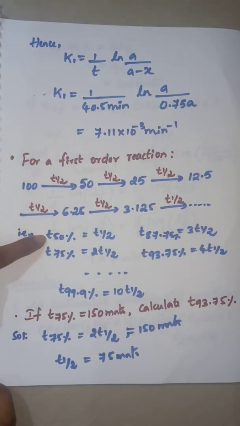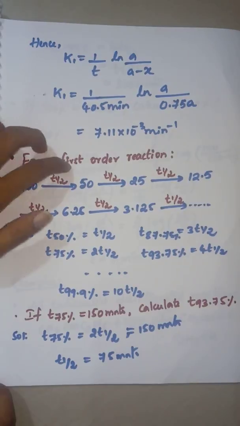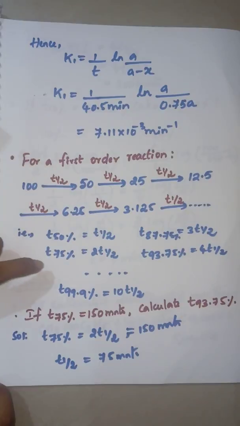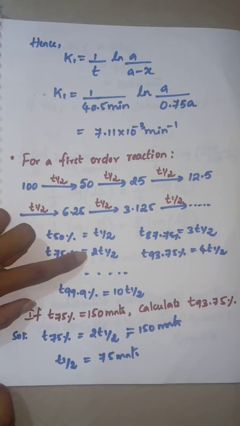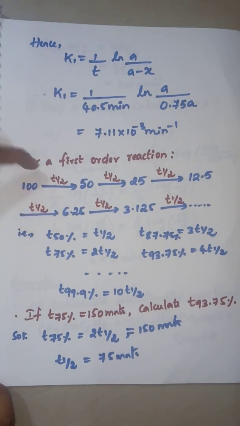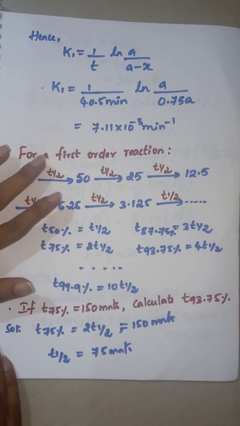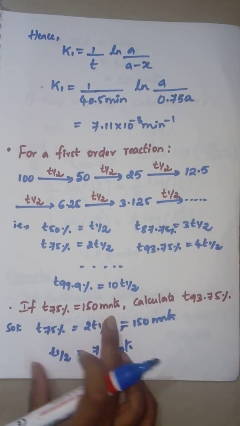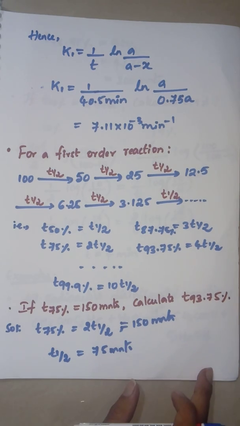So t 50% is t half. To decompose the 50% of the reactant, how many t halves are required? Only one t half. To decompose 75% of the reactant, how many t halves are required? Two t half. So this is one t half, two t half, three t half, and so on. Now based on this, you may get a question. Okay, if t 75% is 150 minutes, calculate t 93.75%.